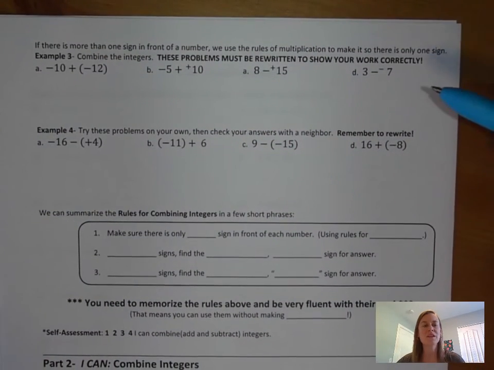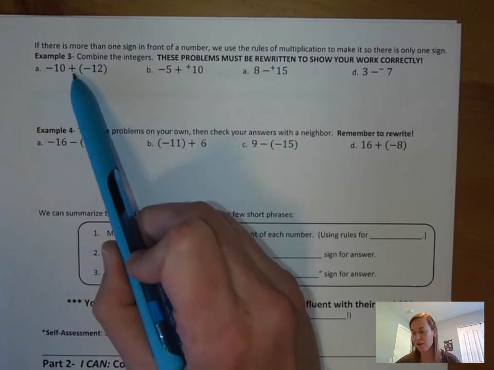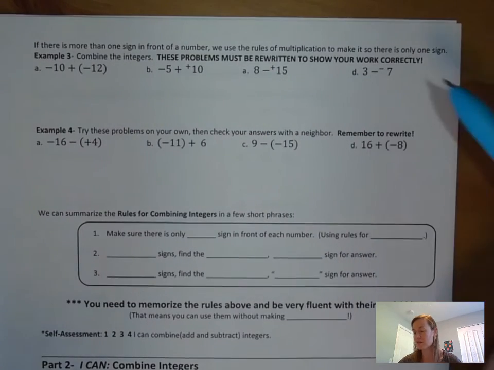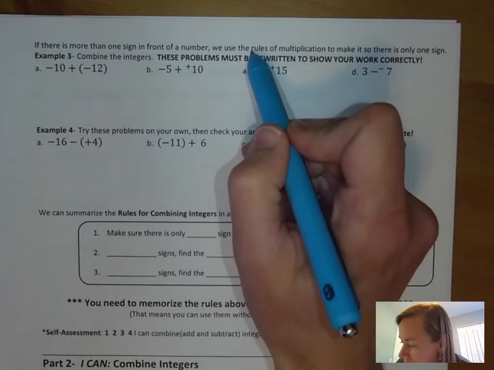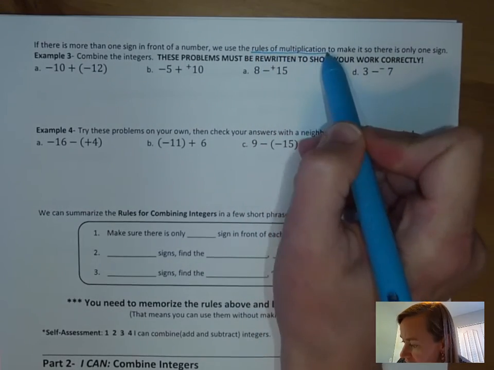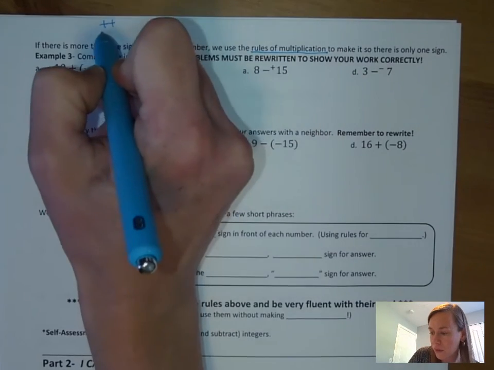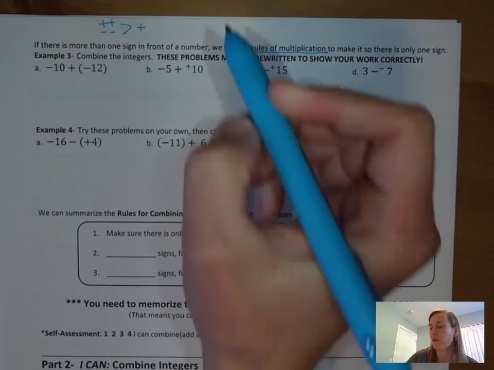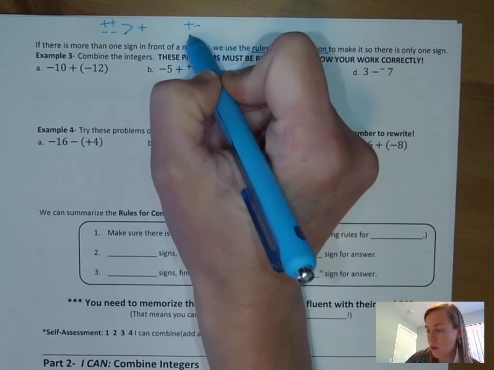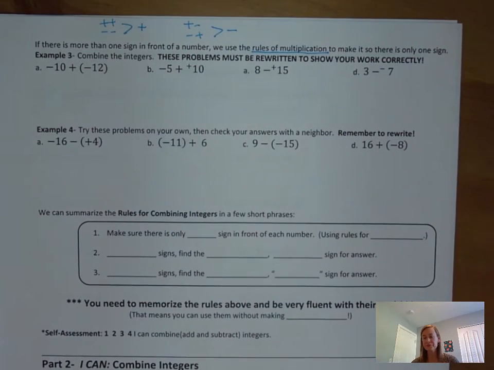Now what do we do if there is more than one sign in front of a number? Like this. You've got all these signs here. Oh my goodness. Okay, here's what we do. We're going to follow the same rules as multiplication. So you remember from yesterday. You remember, right? So if we had plus plus or minus minus, it would be a plus. Whereas if we had plus minus or minus plus, that became a negative. So that's what we're going to use right here.